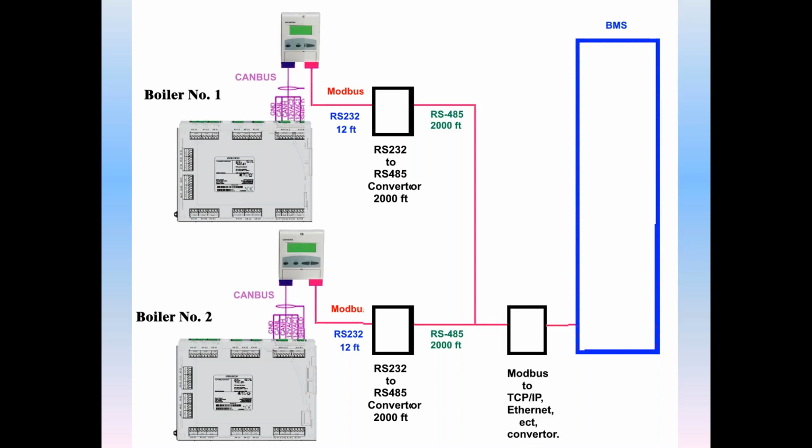Additionally, if you add a protocol converter, you can convert Modbus protocol to TCP/IP, Ethernet, and many other protocols that are available. That would have to go through a protocol converter, and that would be a single converter on the 485 network between you and the BMS.